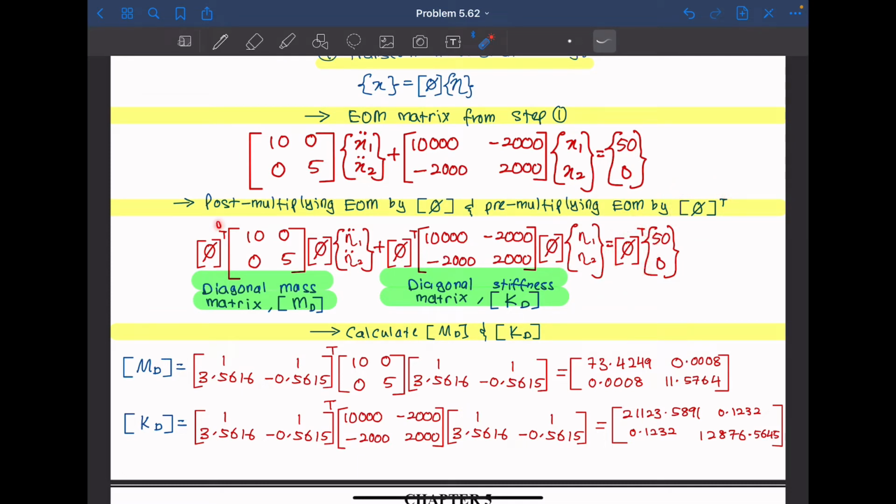So basically, as you can see here, transpose, transpose, and transpose at every matrix in your EOM, but times with the modal matrix only after the mass matrix and after the stiffness matrix. So we call this part here MD, the diagonal mass matrix. We call this part here KD, the diagonal stiffness matrix, which we are going to calculate after this.